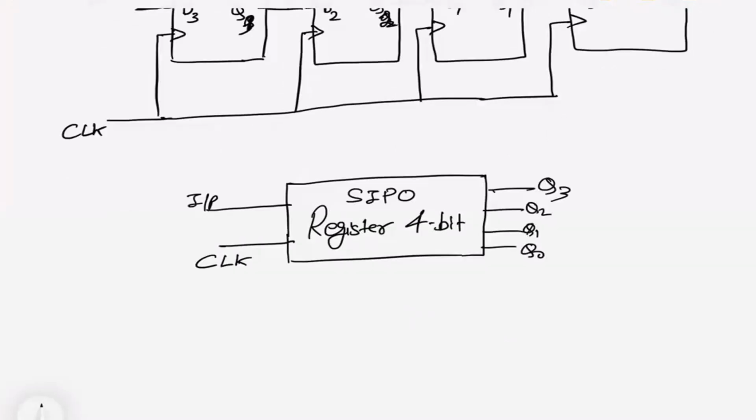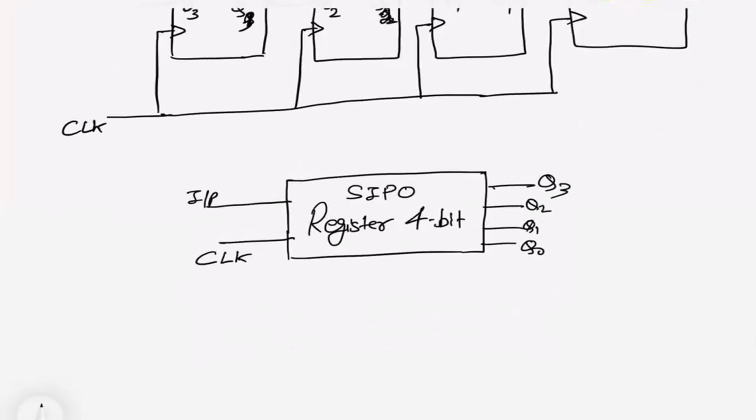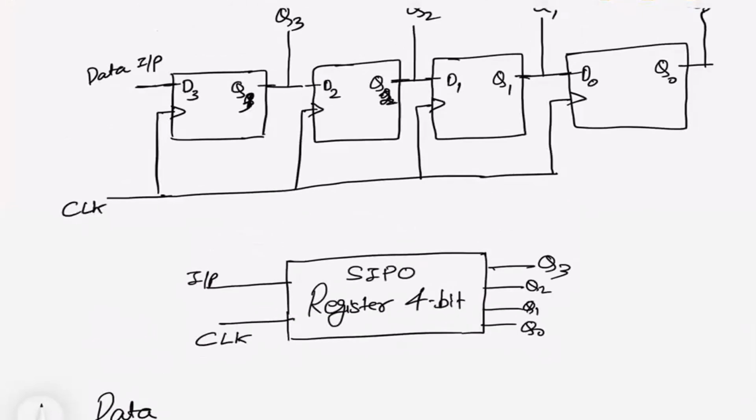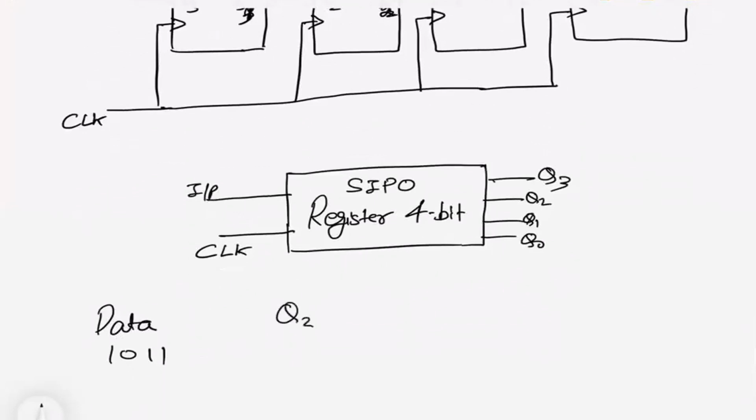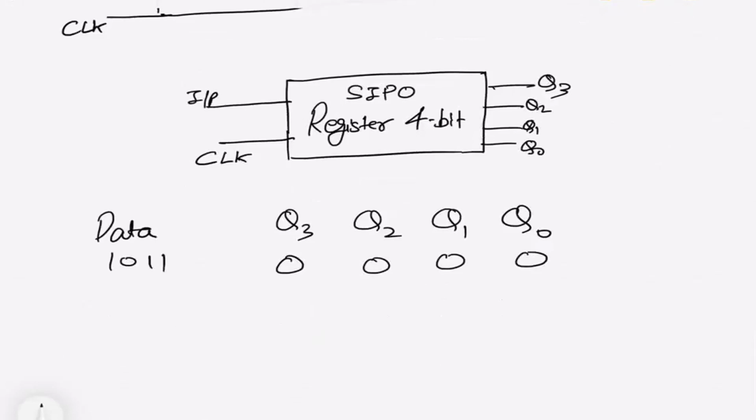The main important thing here is that we will analyze how we can store our data and how we can retrieve our data. So suppose we take the same data, which is 1011, and from here you have Q3, Q2, Q1 and Q0. Let's say by default they are all having no data, or 0, 0, 0, 0.